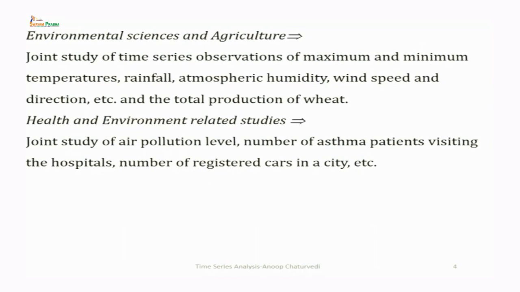Now, suppose you know that the prices of wheat are affected by the previous year's rainfall. And then you get the information that the rainfall in a particular year was not proper. It was below the average. Then you can predict that next year prices of wheat are going to increase even during the wheat crop season.